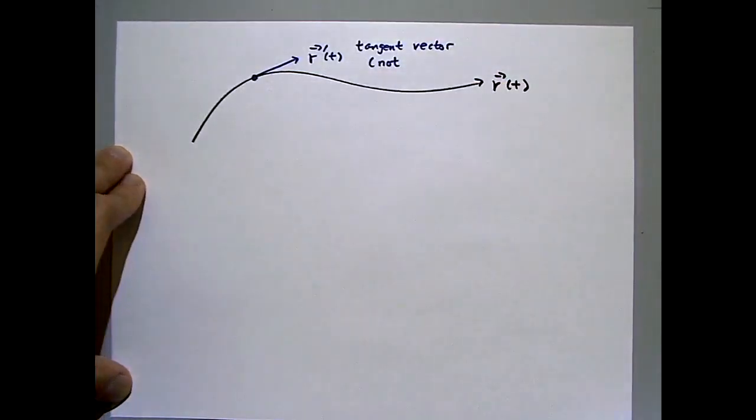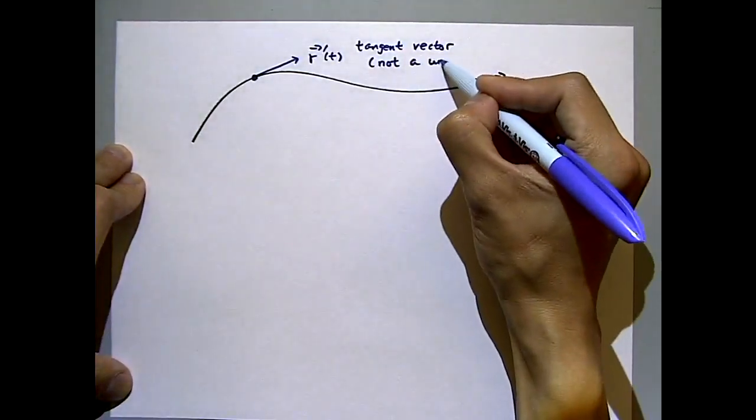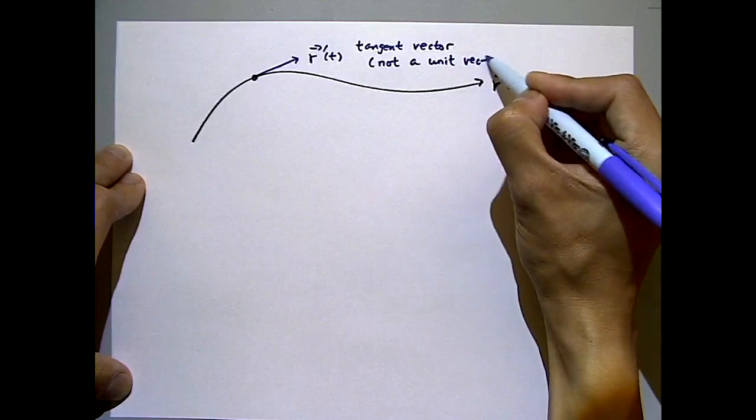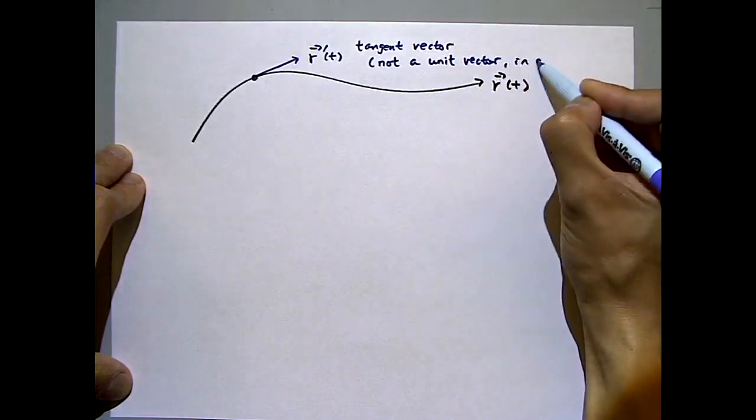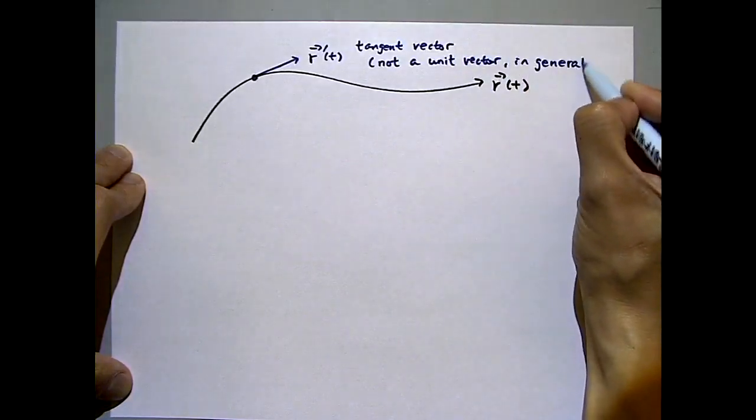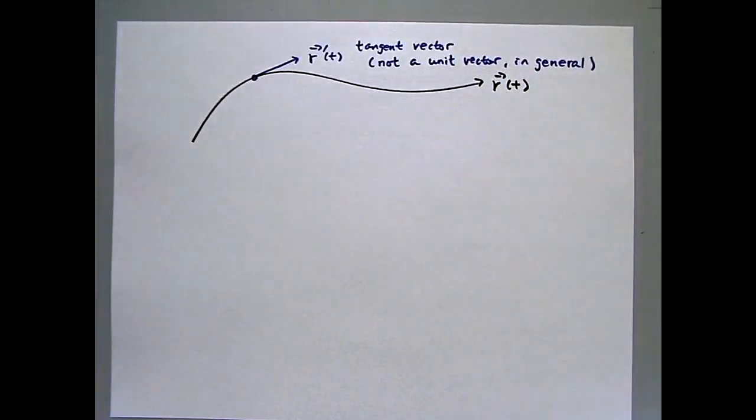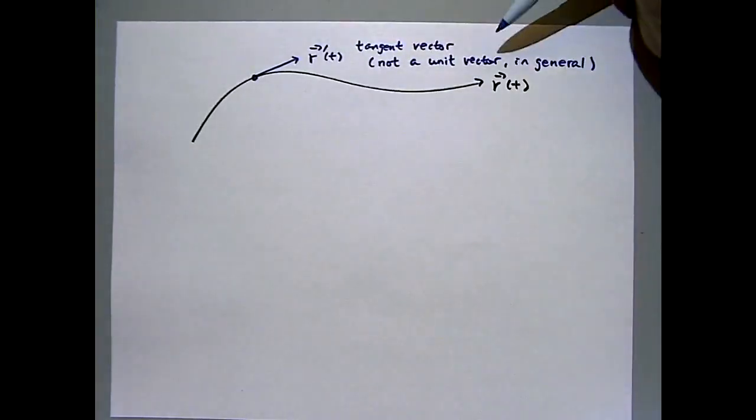And the important thing to remember is that that vector right here is not a unit vector in general. It depends on how fast the object is traveling. The magnitude of that is the speed of that object, right? So in general, that's not going to be a unit vector.